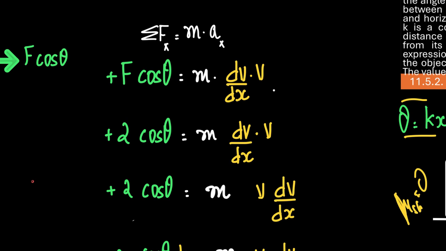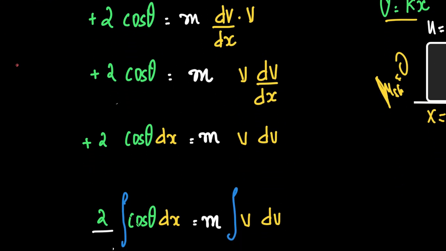And what is the value of F? F is 2 Newton. This dx, what I'll do is I'll transpose this dx to the LHS. So what I get is 2 cos theta into dx is equal to mv dv. And then I will integrate, this is in the variable separable form, right?